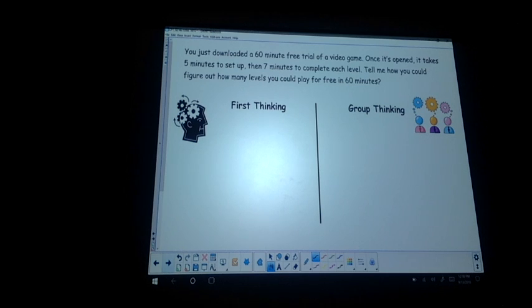You just downloaded a 60-minute free trial of a video game. Best day ever. Once it's open, it takes 5 minutes to set up, then 7 minutes to complete each level. Tell me how you could figure out how many levels you could play in the free 60 minutes.